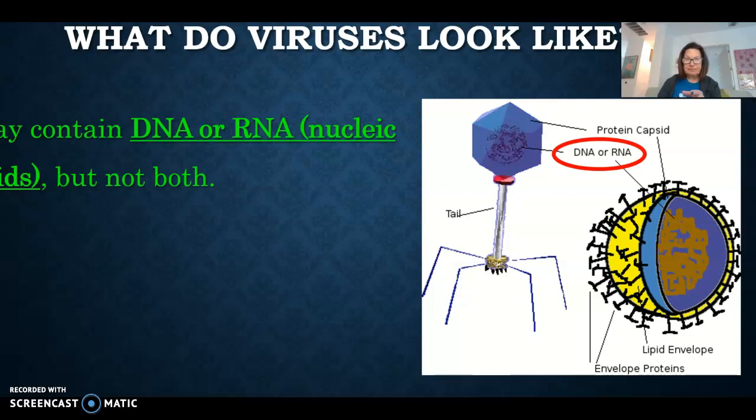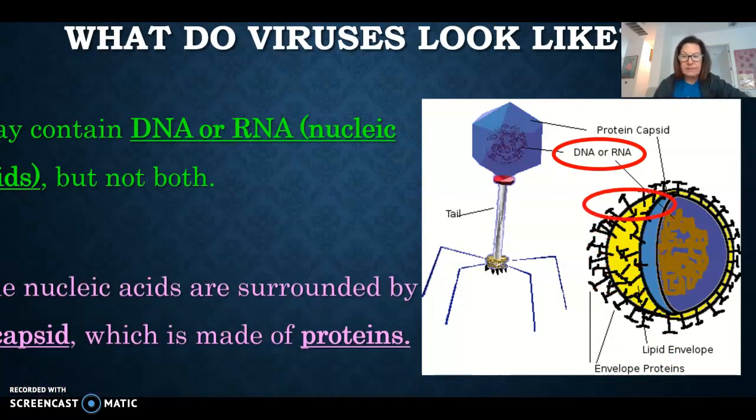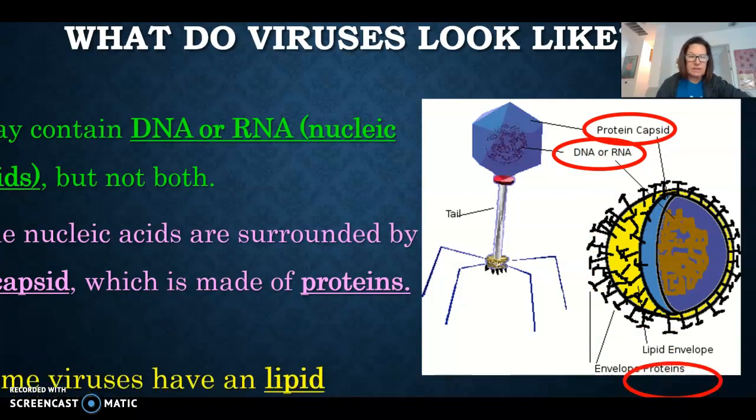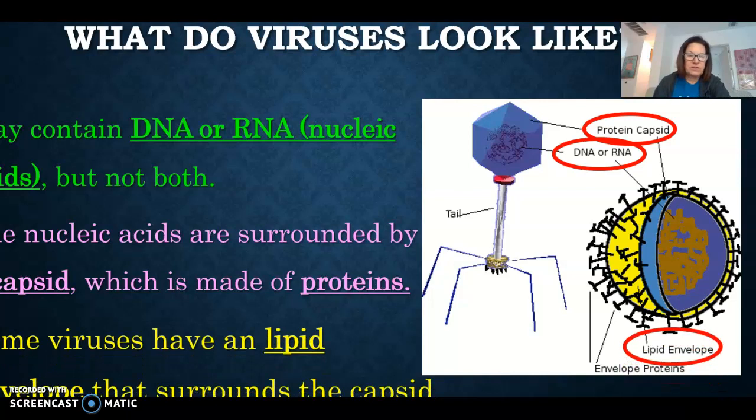So these guys, they have nucleic acid, which is DNA or RNA. So they're going to have one or the other. They're not going to have both. We and our cells, we have both, but they don't. So yeah, they're surrounded by the capsid, and some viruses have a lipid envelope. So that's what I was talking about, the yellow part there.